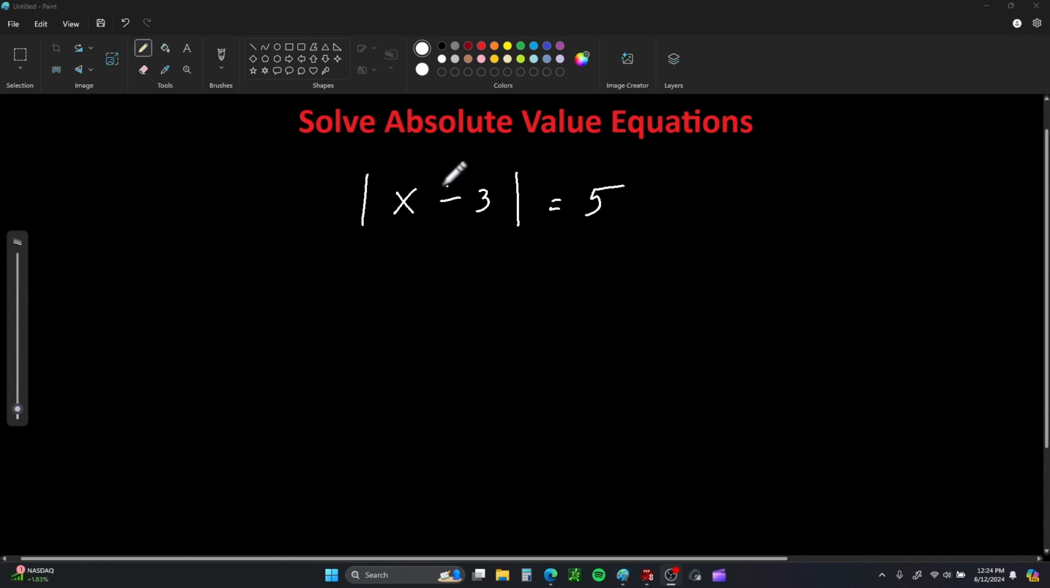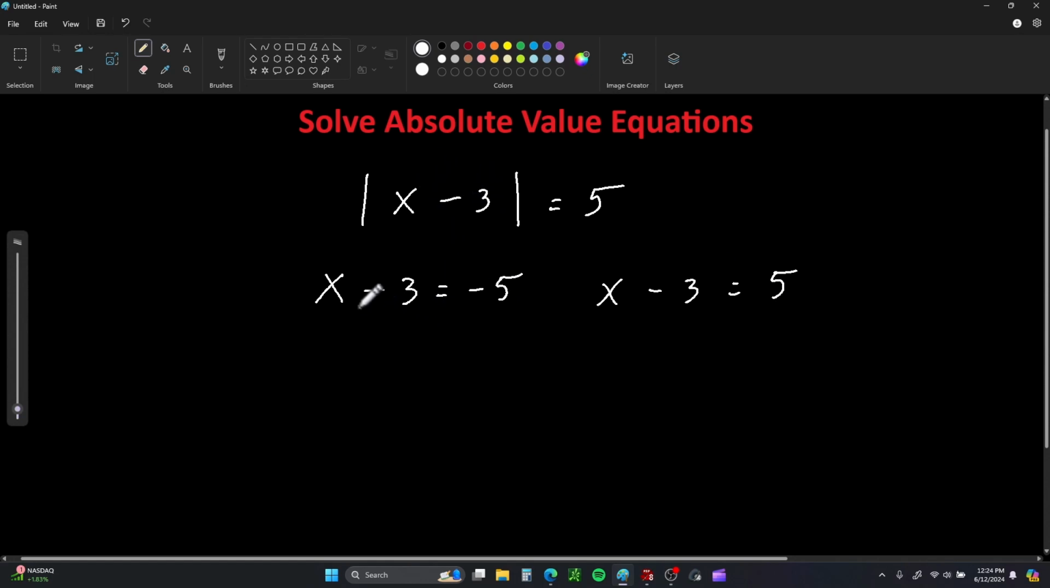Here we have the absolute value of x minus 3 equals positive 5. This one can be done. Now there are two possible values that I can put in here for x. So if I had x minus 3 equals minus 5 and x minus 3 equals 5, this accounts for the two possible results that I can have by solving the inside.